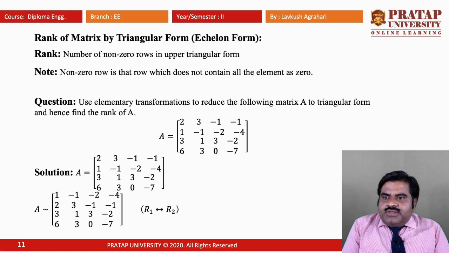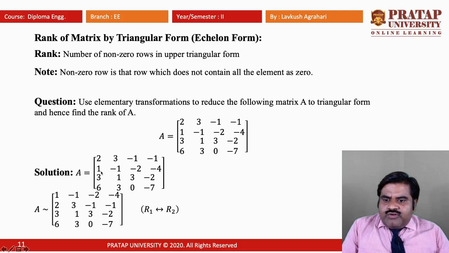Now we are going to study the rank of the matrix by converting the matrix into triangular form, or we can say echelon form. In echelon form, the rank is the number of non-zero rows in upper triangular form, and a non-zero row is a row which does not have all its elements as 0. To elaborate this, we have an example. The example says: use elementary transformations to reduce the following matrix A into triangular form and hence find the rank of the given matrix.